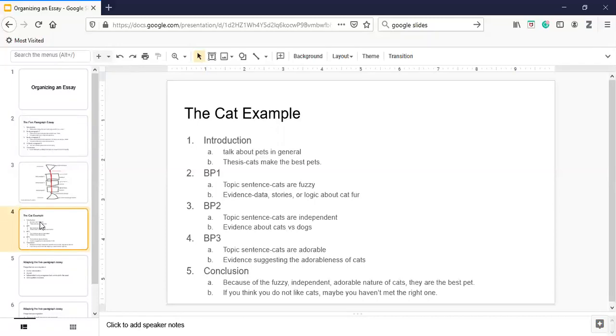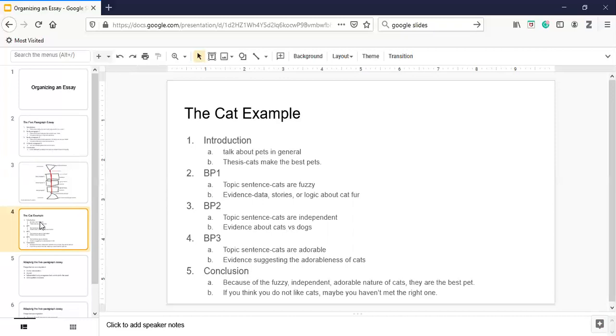And then I would end with a conclusion that, as you can see, sums everything up to make my point very succinctly, right? So I might say, because of the fuzziness, independence, and adorableness of cats, they make the best pets. So you can see that I restated my thesis statement and also tied in all of my points that back up that thesis statement, right? And then in my conclusion, I would want to give my audience something to think about, right? So I might say, if you think you don't like cats, you need to go pet some more, okay?